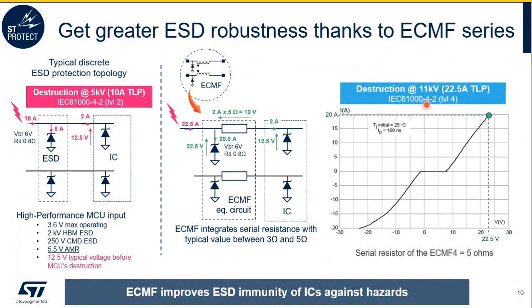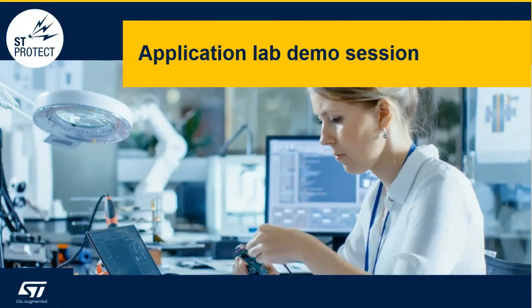61000-4-2. We find the same result when we look at the TLP curve of the datasheet. With 22.5 volt, the TLP current is in the range of 20 amp. We can conclude that our ECMF improves the ESD immunity. Let's move on to the second part with the application demo session presented by my colleague Kevin.